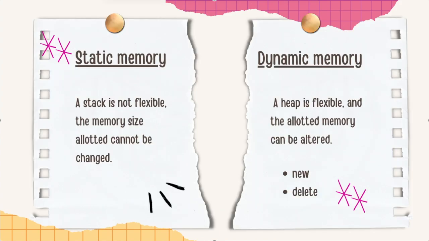By default, variables in C++ are stored on the stack, which has a fixed size. Dynamic memory comes from the heap, which allows us to request memory while the program is running. So basically, stack is not flexible. The memory size allotted can't be changed. A heap is flexible and allotted memory can be altered. This is done using the keywords new and delete.